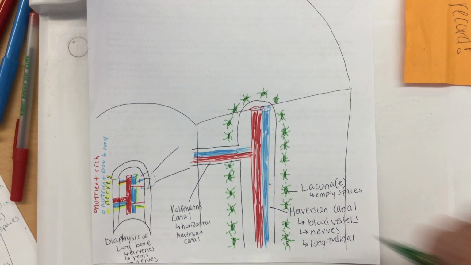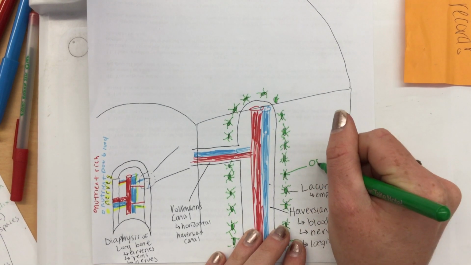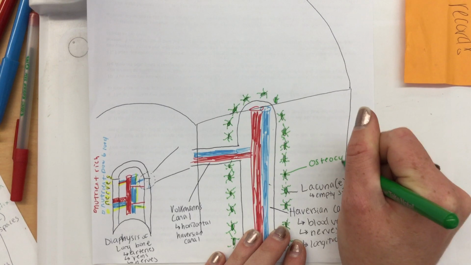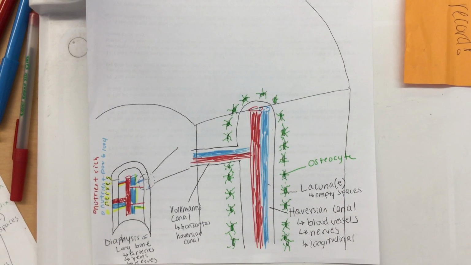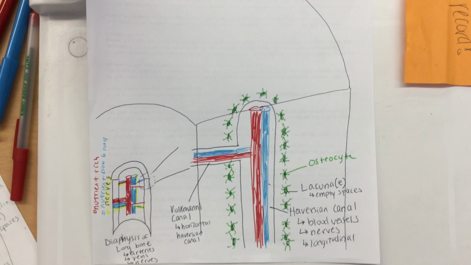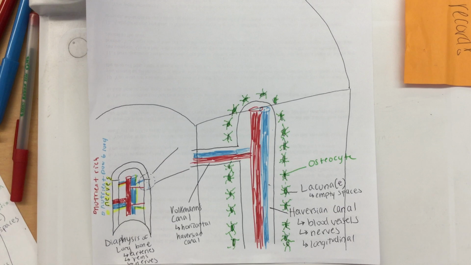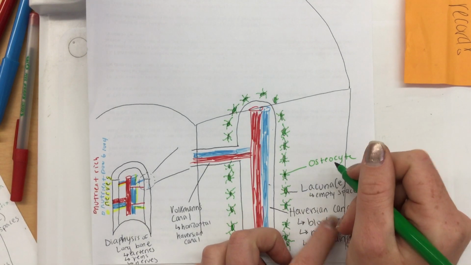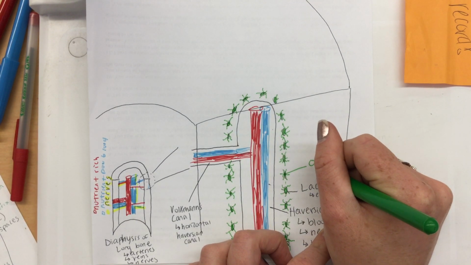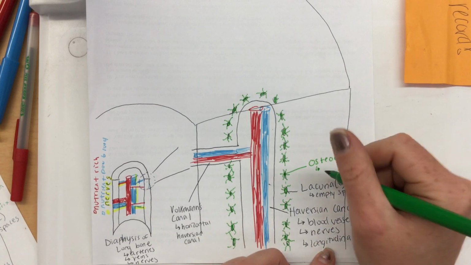So next, we're going to label these. So here we go. Here is an osteocyte. Right over here, we labeled it. It is a what? A bone cell.